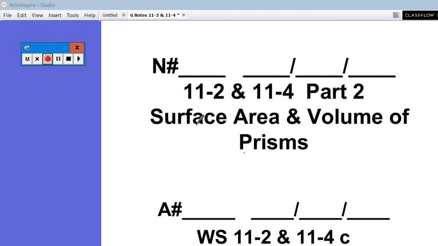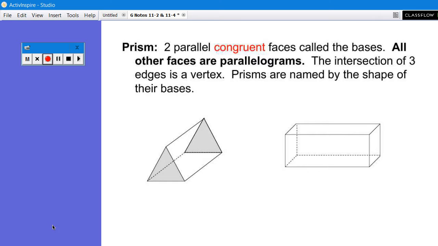So today we're going to talk about prisms. We're changing shapes, but we're still going to be dealing with surface area and volume. Let's first talk about what a prism actually is. So a prism is going to be a three-dimensional figure.